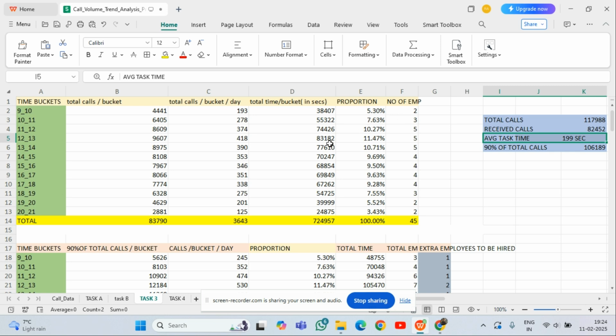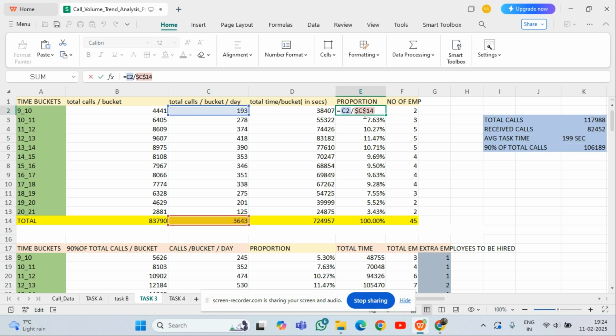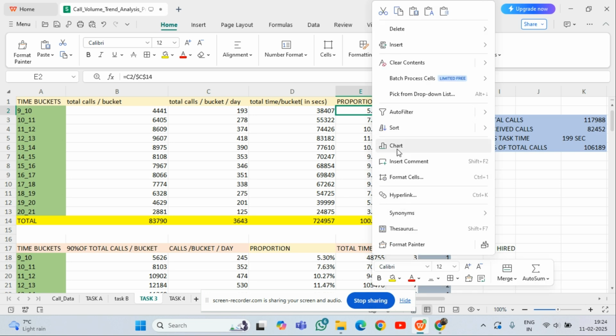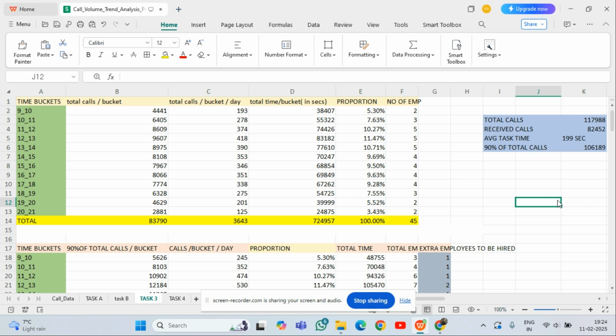So 5% of the total. How will you get this? We'll get this by dividing C2, which is this, by this total. Then you can convert the format into a percentage by choosing the cell format. Here you can format cells and change the format into percentage. So you will get it here, and this is the 100% you will get.